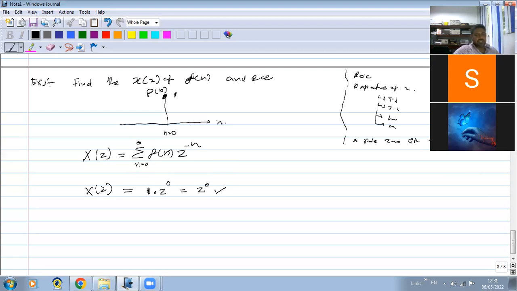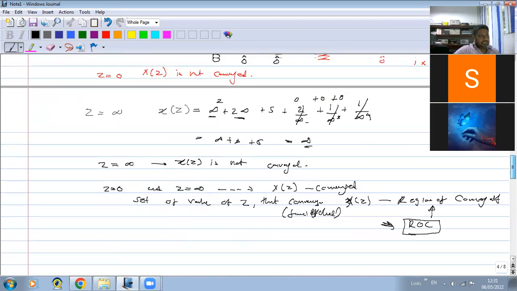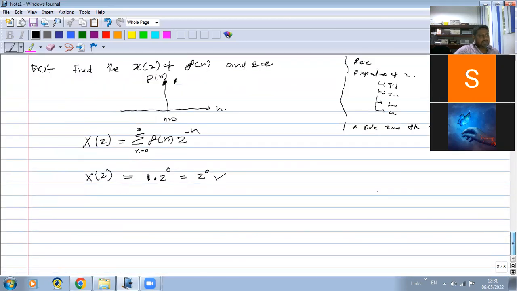Here we have 3 or 5 impulses, no? In this case, we have 3 or 5 impulses. But here only one impulse we have considered. So it is z naught, that means 1. So what is the ROC?